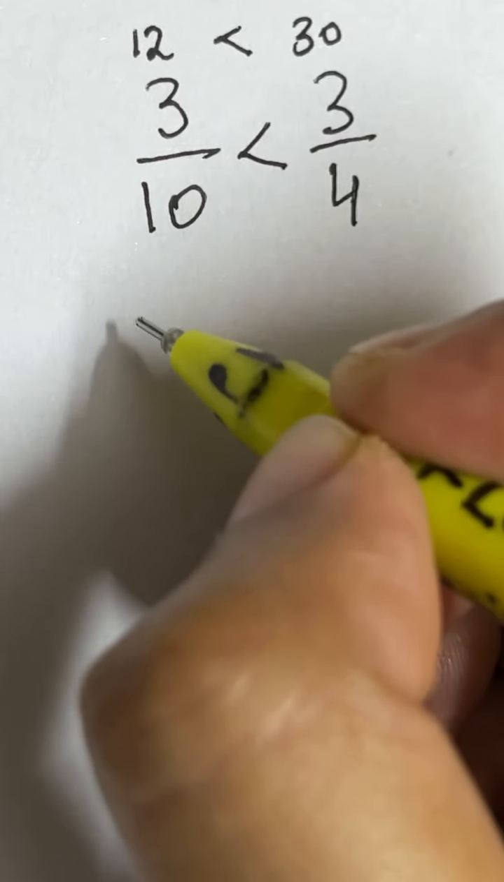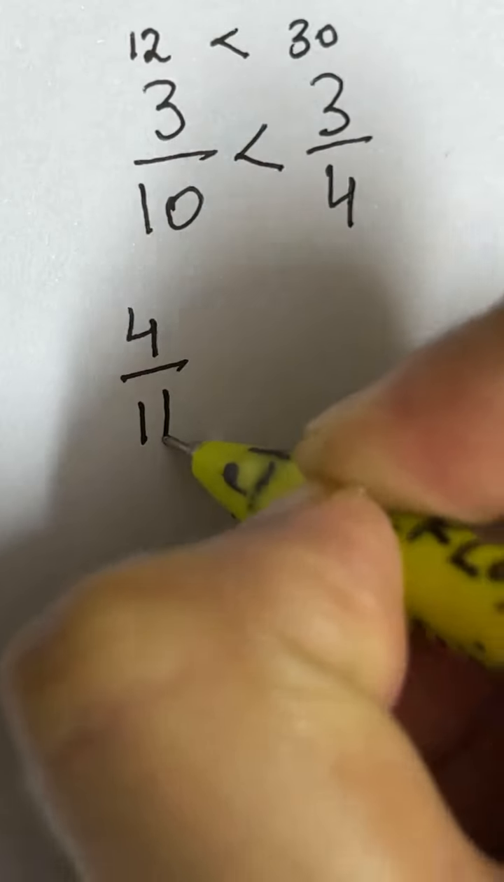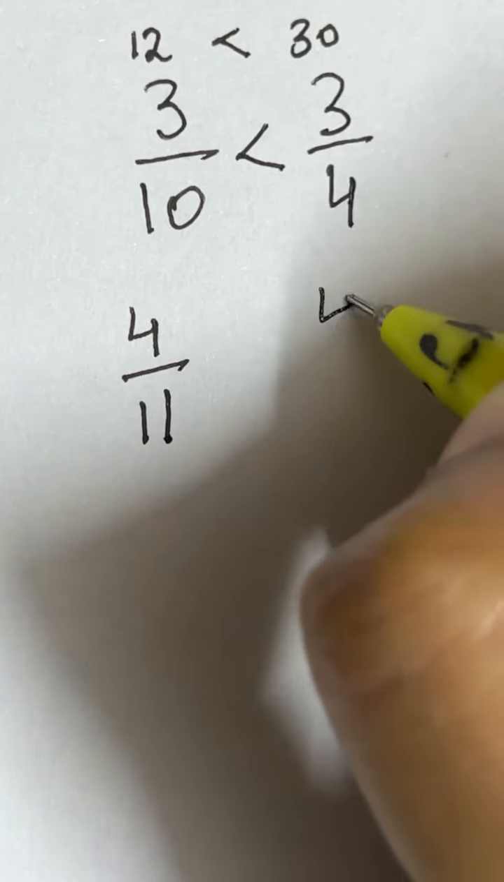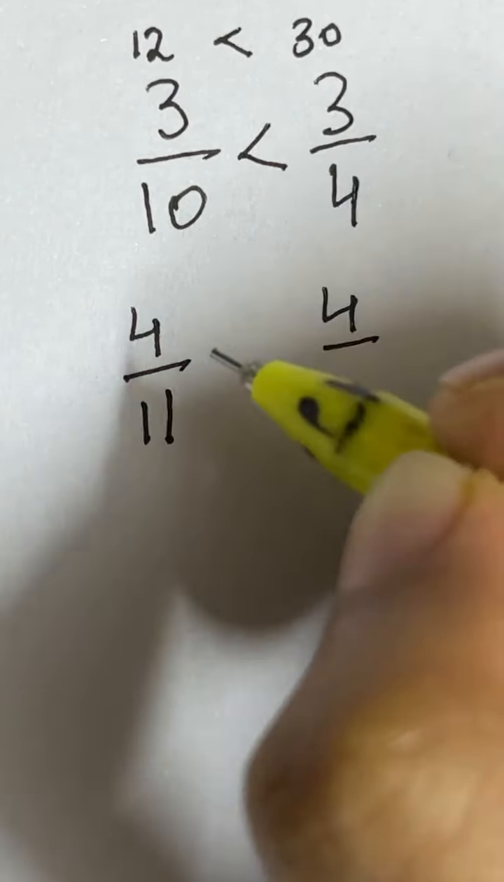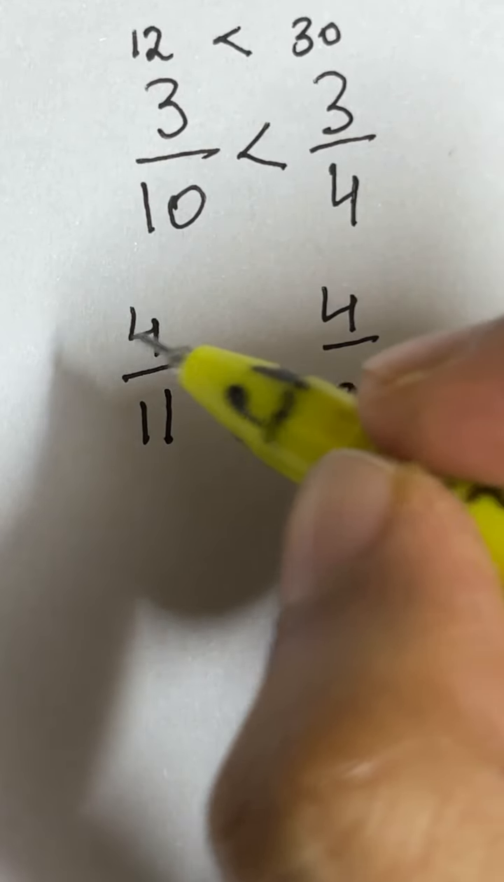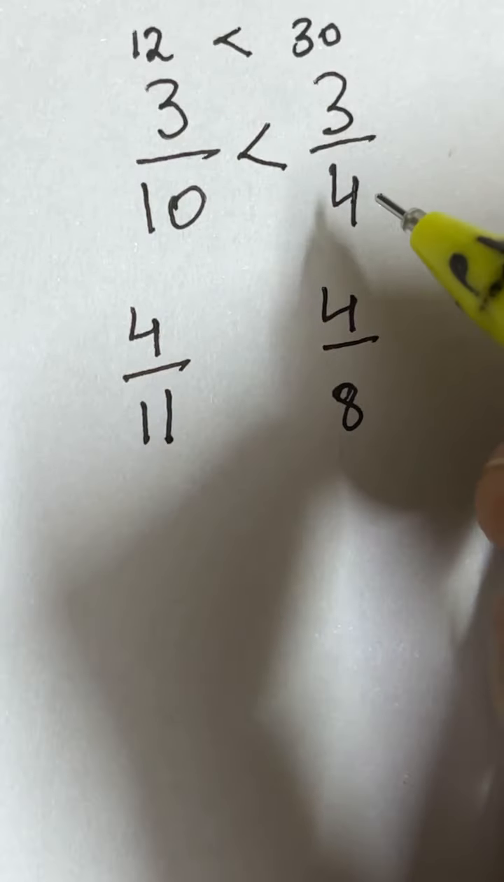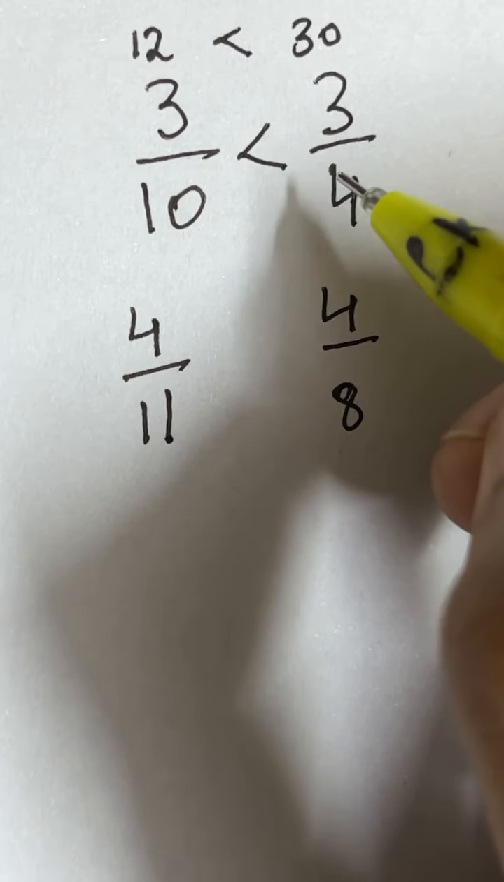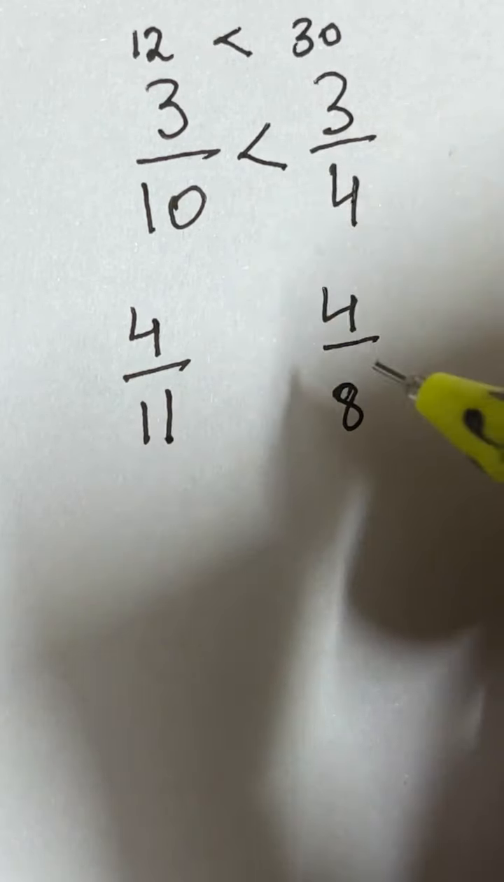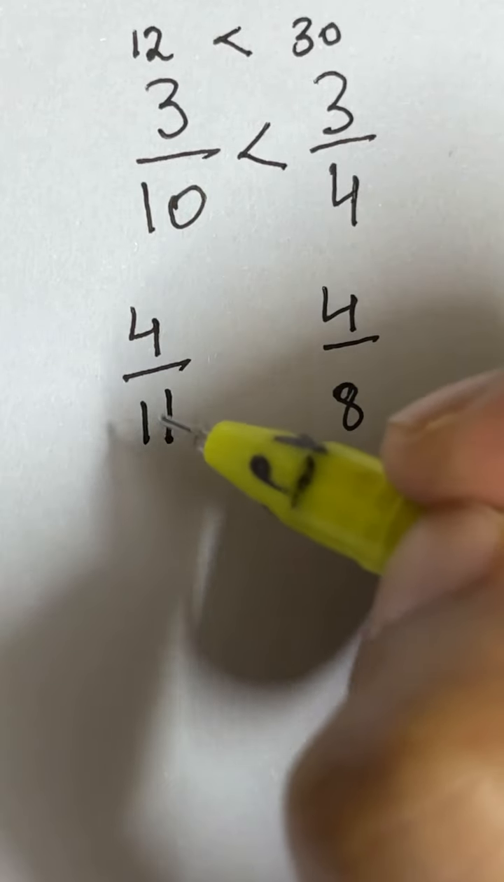Suppose we have 4/11s and 4/8s. So here, what do we have? We have numerators same. Basically, we are doing the same numerators. The lesser the denominator, the larger the fraction. That's how we remember. Or else, if you don't remember that, what do we do?